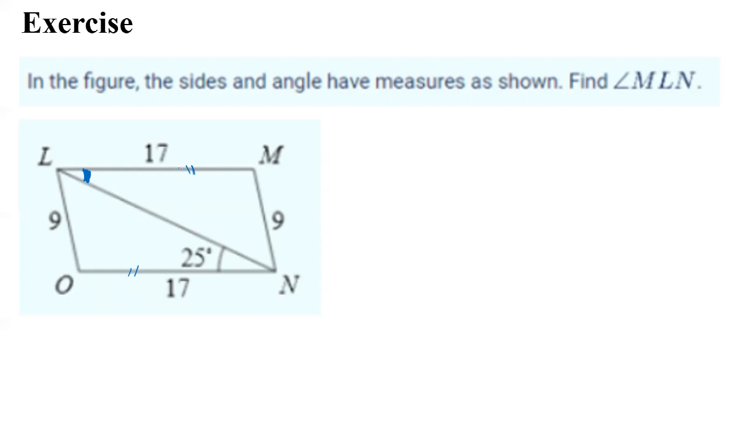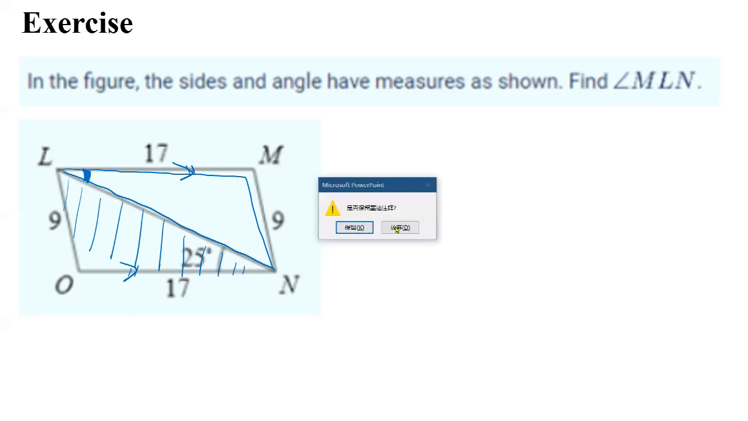Because if you can prove LM is parallel to ON, then these two angles are just alternate exterior angles. Then they should be equal, right? So the key is whether we can prove these two segments are parallel or not. Or if you can prove this triangle, looks like this triangle is congruent to this one, right? So if you can prove these two triangles are congruent, you can also say that this angle should be equal to 25 degrees because they seem to be corresponding angles, right? Okay, I'll give you 1 minute to think about this.